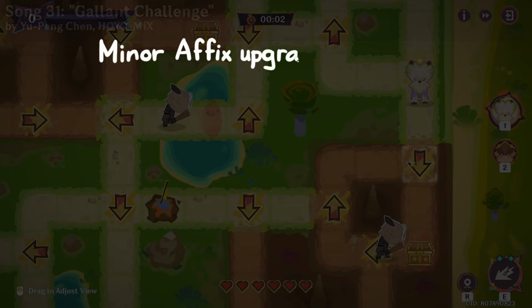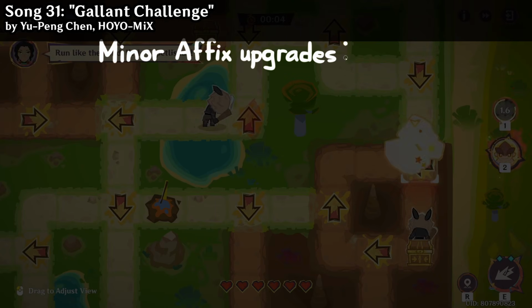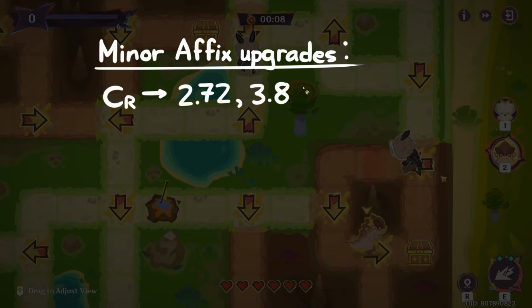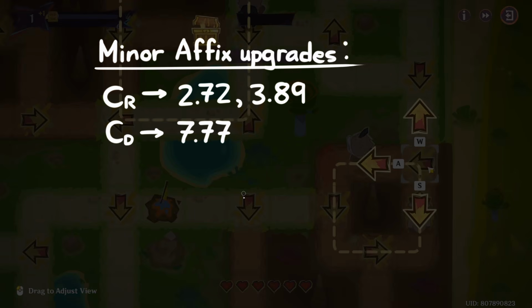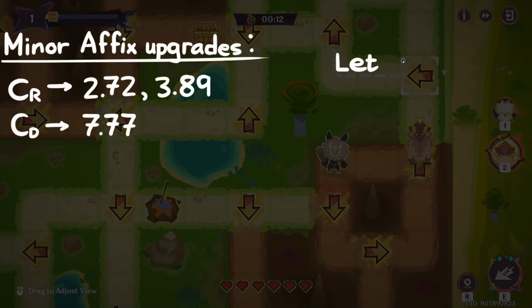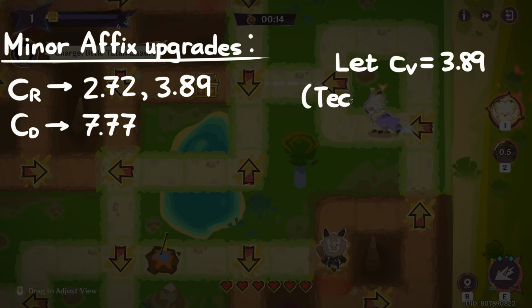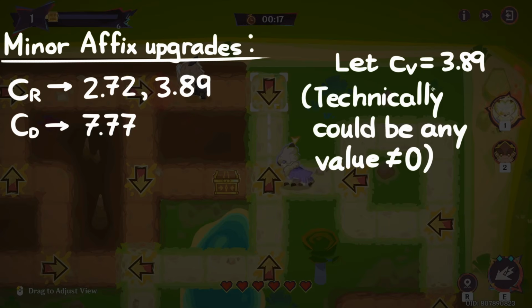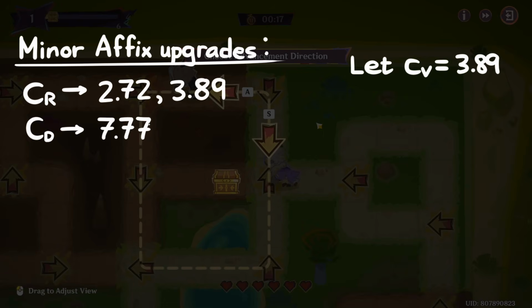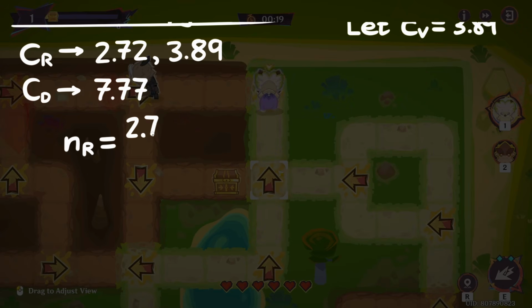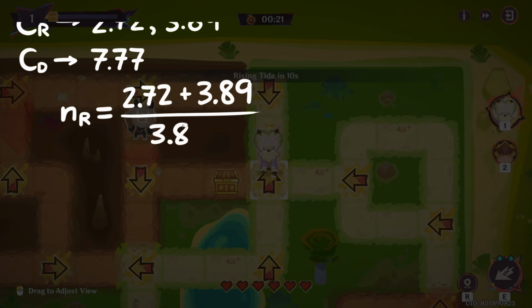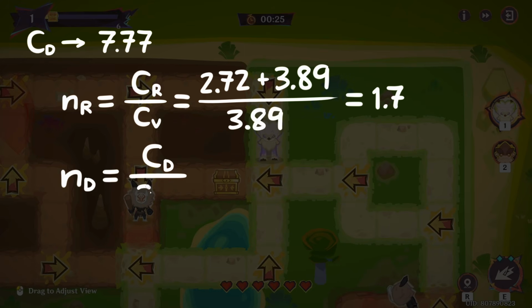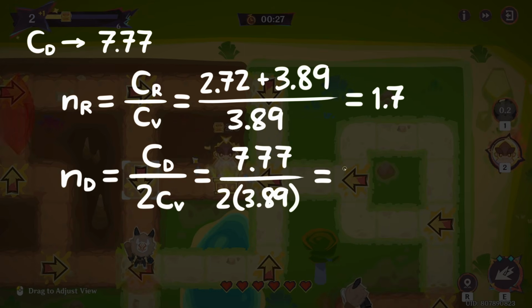Say your crit rate minor affix upgrades were 2.72 and 3.89, while your crit damage upgrade was 7.77. I'll define CV to be equal to 3.89, but you're actually free to use a different value. The important thing is that CV is just a constant. What we would calculate is that N_R would be 1.7 and N_D would be equal to 1.